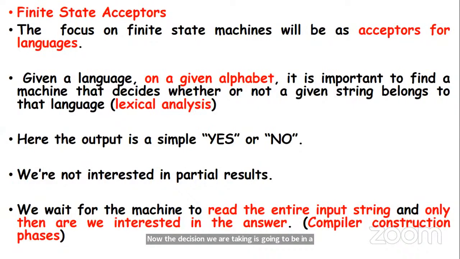So invariably, we say that given a language on a given alphabet, it is important to find a machine that decides whether or not a given string belongs to that language. Here, the output is simply a yes or no. We are not interested in partial results. We wait for the machine to read the entire input string, and then we are interested in the answer. I'm sure you have started some form of compiler construction, right?